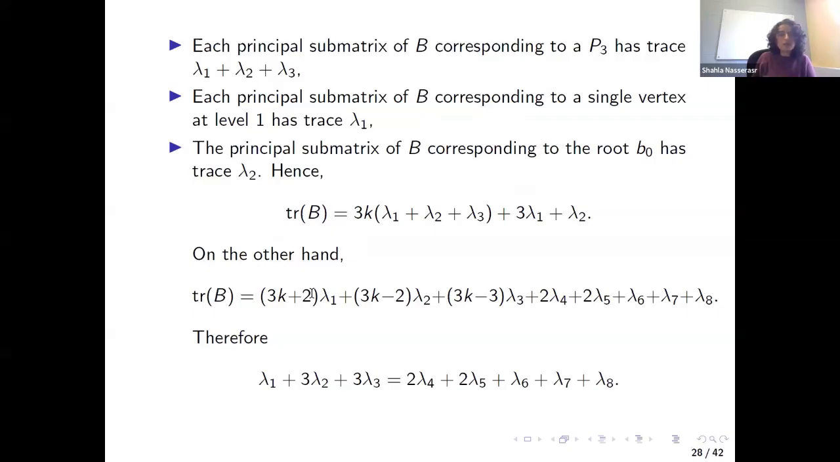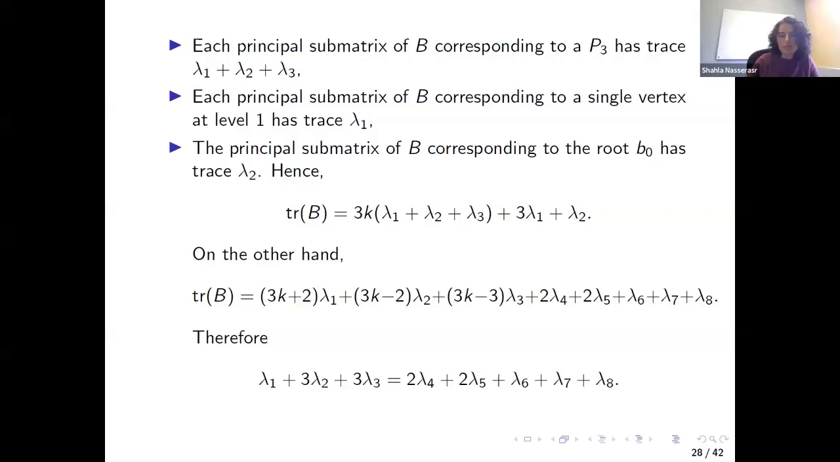And we also know the other diagonal entries. So we know all of the diagonal entries, which must be λ1 for the leaves, and for the root, it must be λ2. So if we add the trace in that way, we get that the trace of the large matrix, the original matrix, must be this value. But on the other hand, the trace of the matrix is the sum of the eigenvalues. So if we add the eigenvalues given their multiplicities, we obtain this. Letting these be equal, we get this relationship between the eigenvalues.